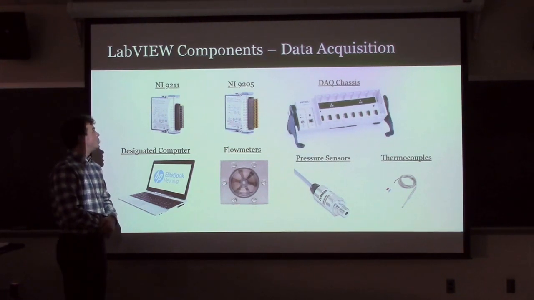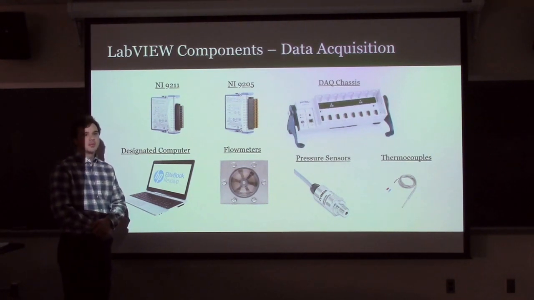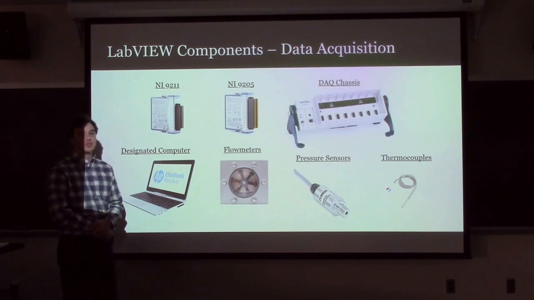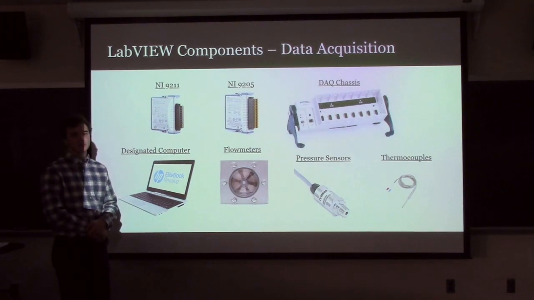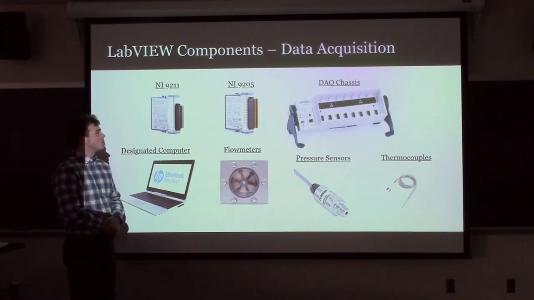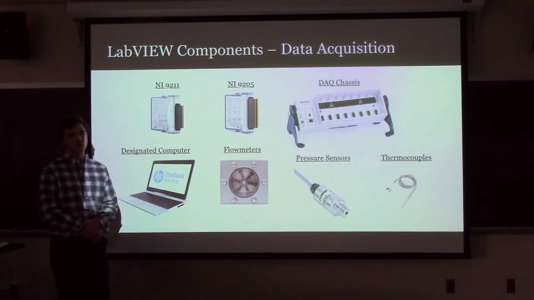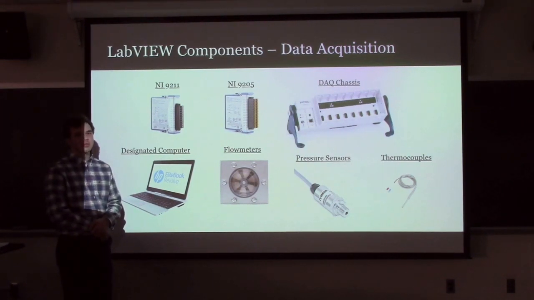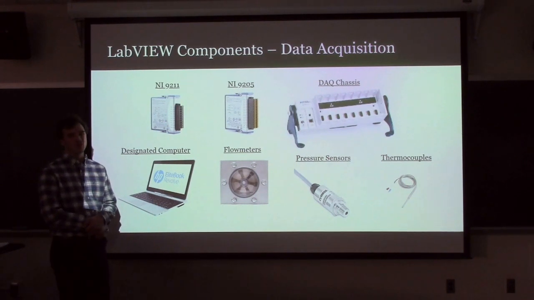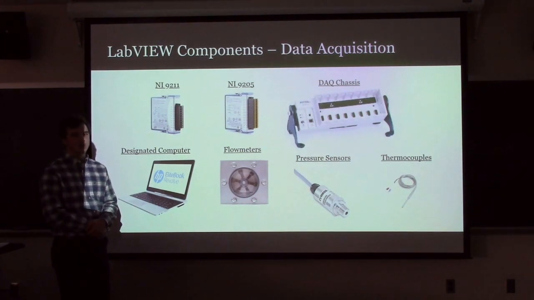First thing would be the NI9211, which is a thermocouple reader. We have 3 of these, which enabled us to use up to 12 inputs for thermocouples. We ended up only using 10. The next component would be an NI9205, which is a voltage reader. It reads voltages mainly for our purposes from the pressure sensors and the flow meters through a series of circuits powered by a power supply.